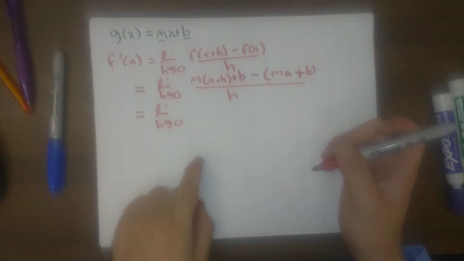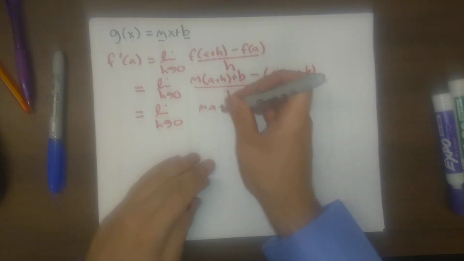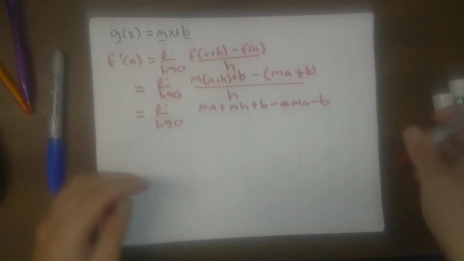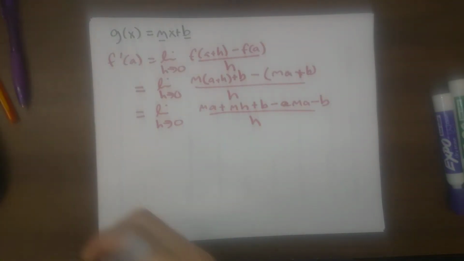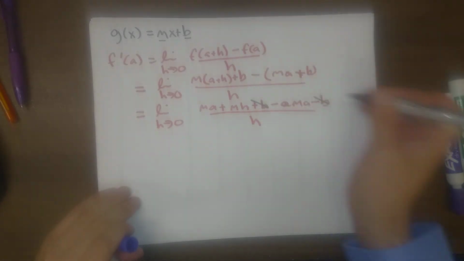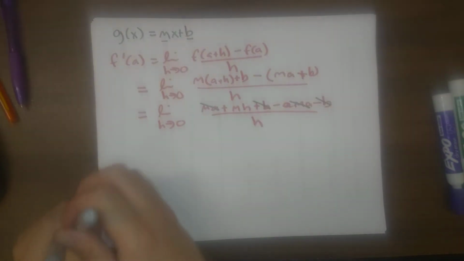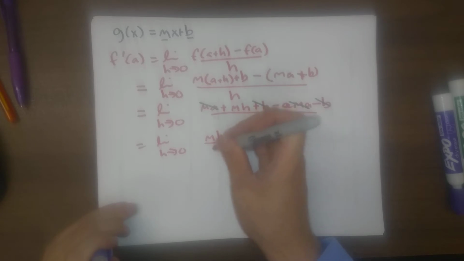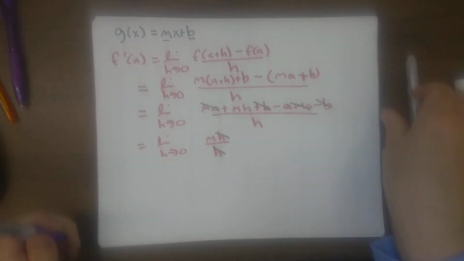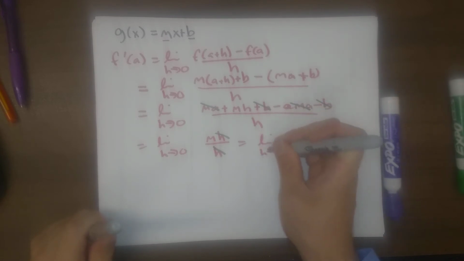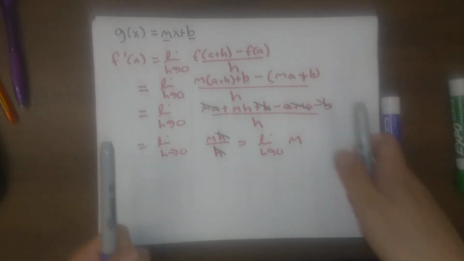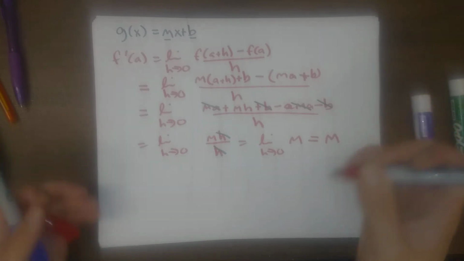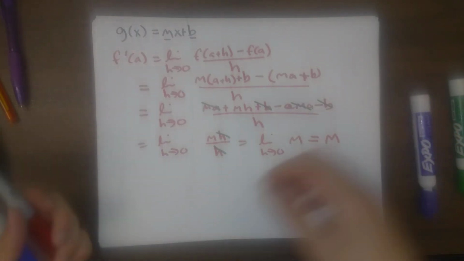Okay, we simplify the numerator. What's going on here? We have ma plus mh plus b minus ma minus b, all of that over h, and what cancels here? The b's cancel, the ma's cancel, and so we're just left with the limit as h goes to 0 of mh over h. Those h's cancel. And so this is the limit as h goes to 0 of m. M is a constant. Through all of this we should be thinking of 3x plus 1 or something like that. And there's a constant, so the derivative here is just m.